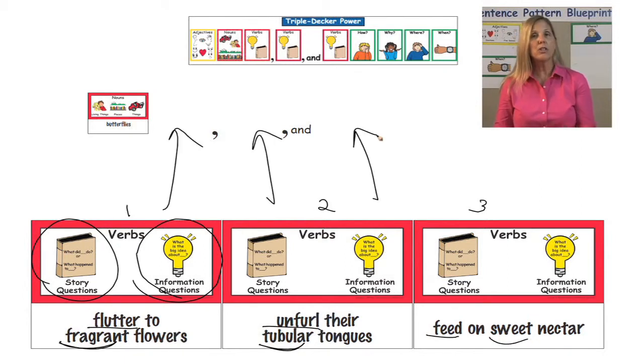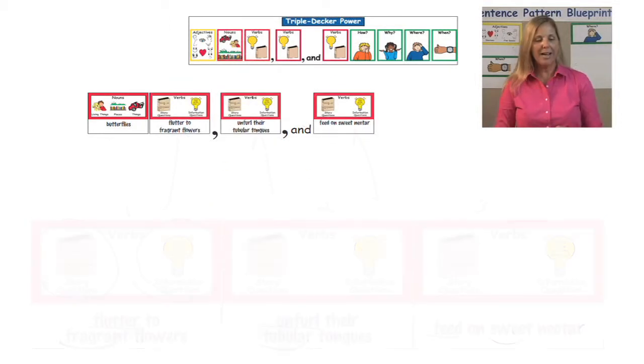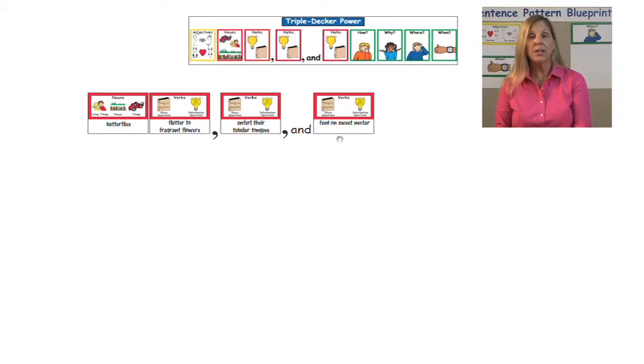We put all our information on our verb cards and next we're going to place our verb cards in our sentence. We have our red cards completed. Butterflies flutter to fragrant flowers, unfurl their tubular tongues, and feed on sweet nectar.